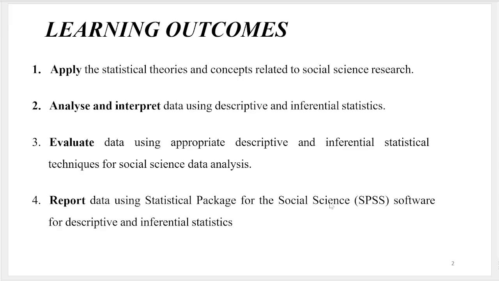Course learning outcomes. Number 1, apply statistical theories and concepts related to social science research. This means students should be able to use statistical knowledge in real research situations in social sciences, like HR, management, education, or sociology. So students don't just memorize statistics. They have to use it in real research problems. For example, using some statistical concepts like mean, correlation, or regression to study employee satisfaction and productivity, or training effectiveness in organizations.